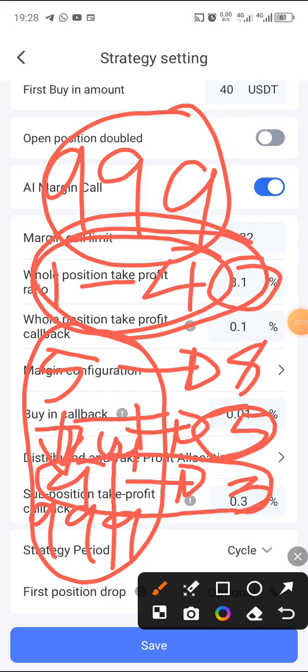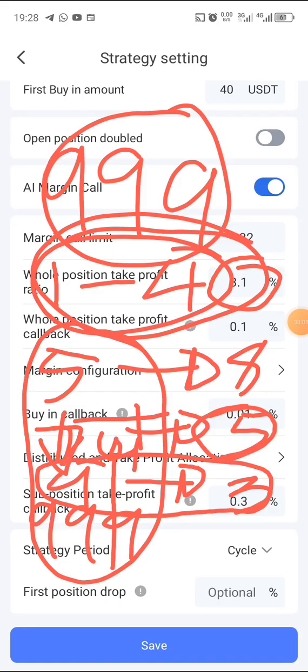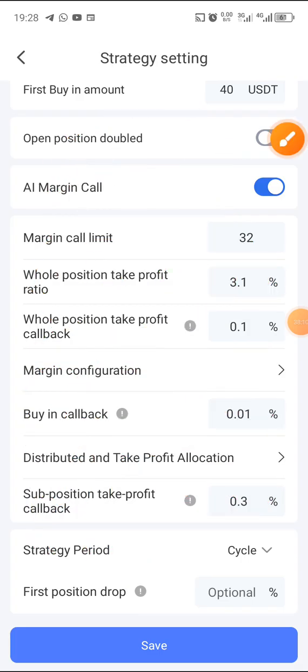I hope I'm communicating, and I'm pretty sure I'm moving with a class that understands. I told you to pay closer attention. Remember every example I use, not to cram it, but to get some information. I hope I'm clear. So that is the sub-position take profit callback.